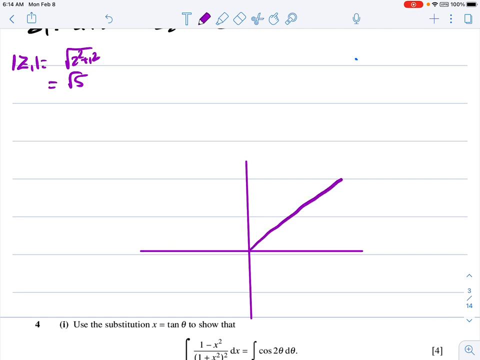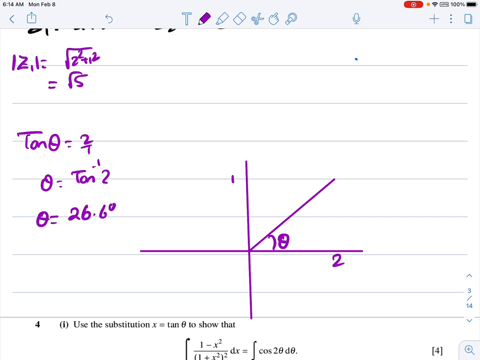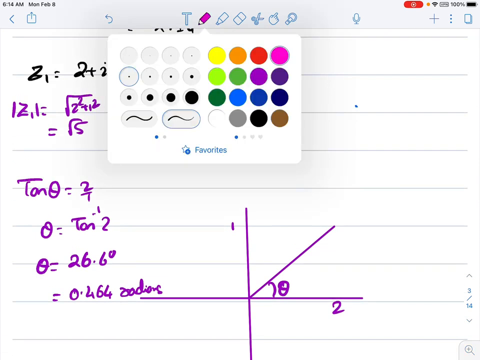This is 2 plus i. This is 2 and this is 1. So this angle is theta. So tan theta is equal to 1 upon 2. Theta is equal to tan inverse of 1 upon 2. So theta is equal to 26.6 degrees. If I want to write in radians, 0.464 radians. Now for z2. Let us go for z2.